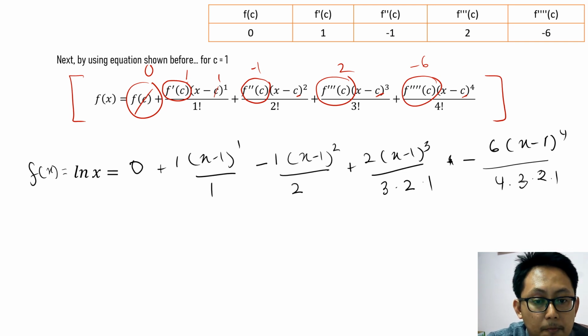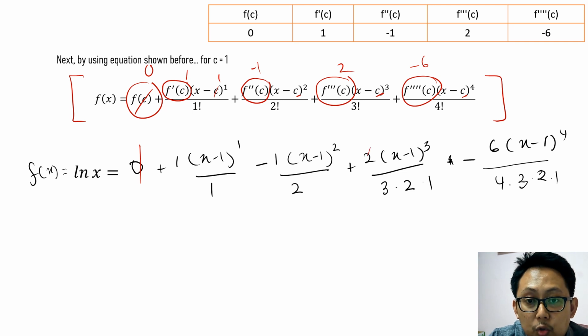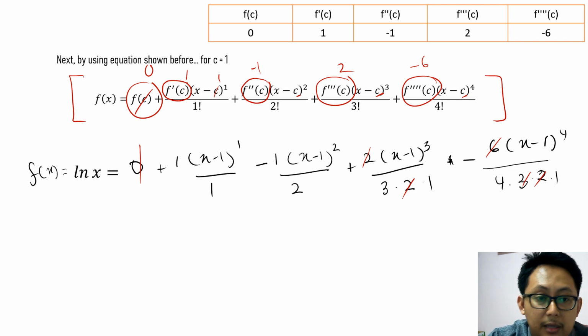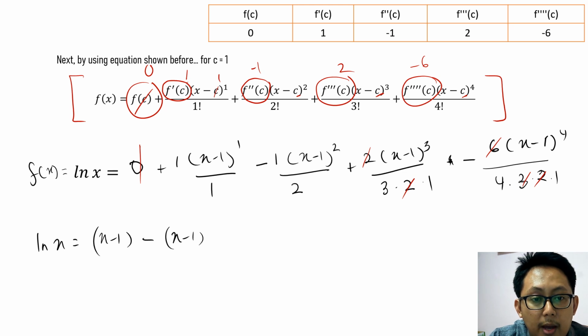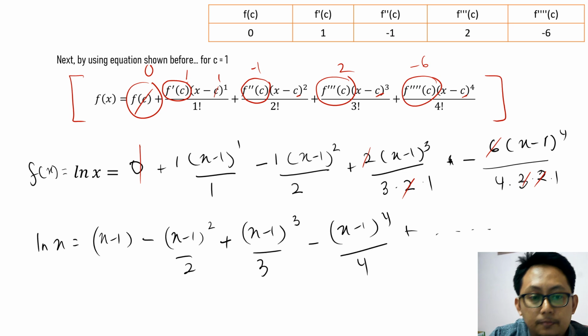So when we want to write the function, we can remove the 0. The 1 and 1 we can cancel, the 2 we can remove here, and 6 is 3 times 2. So we can write the function ln x as equal to (x minus 1), the 1 is the same here, minus (x minus 1) squared over 2, plus (x minus 1) to the power of 3 over 3, and minus (x minus 1) to the power of 4 over 4, and so on.